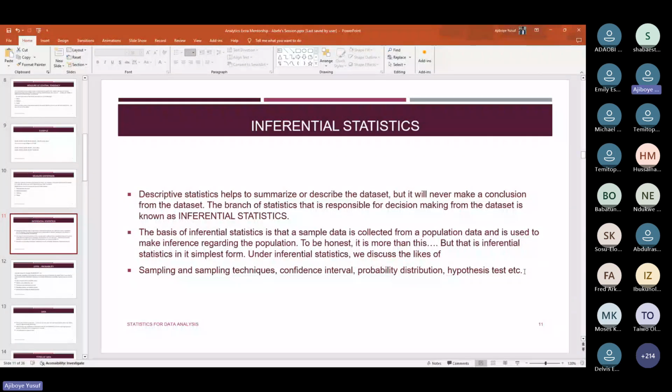Descriptive statistics helps to summarize or describe the data set, but it will never make conclusions from the data set. The branch of statistics responsible for decision making from a data set is known as inferential statistics. I used to see a lot of people make decisions from descriptive statistics, and that's fine. It's a mistake, but I just assume that it's what they know how to do.